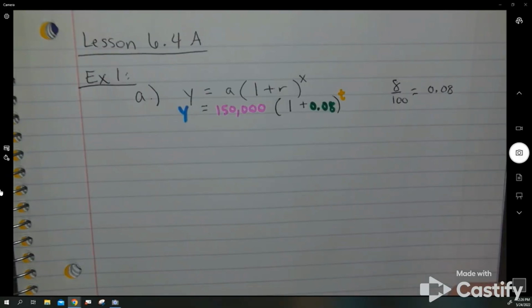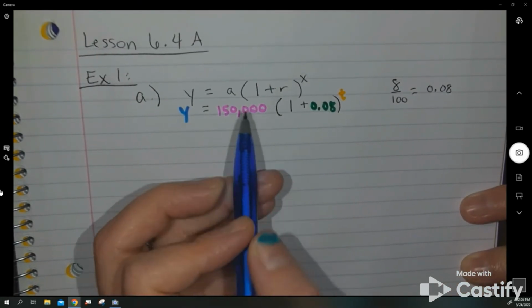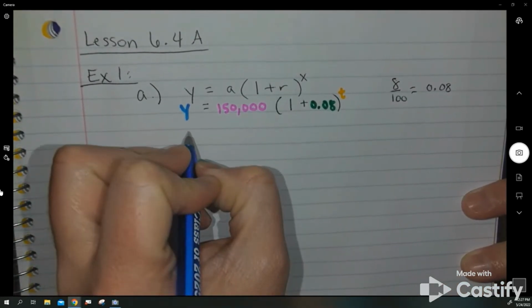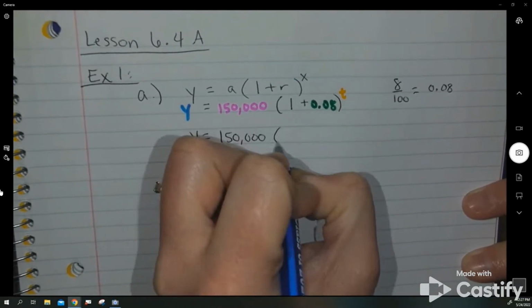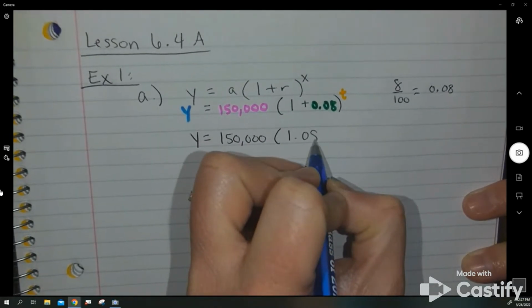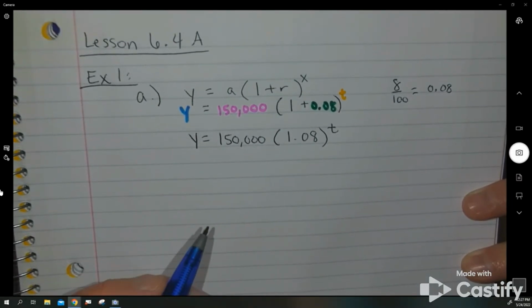So anytime we want to write an exponential equation, we do want to simplify wherever possible. The only thing we can simplify really in this one is within the parentheses, and we could rewrite it as y equals 150,000 times 1 plus 0.08, which is 1.08, to the power of t. So this is our equation that we're using for part A.